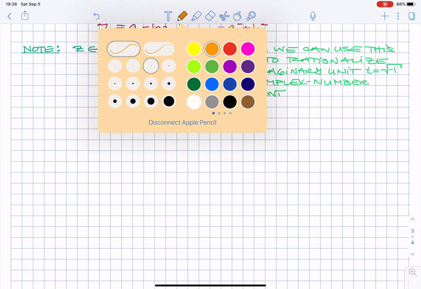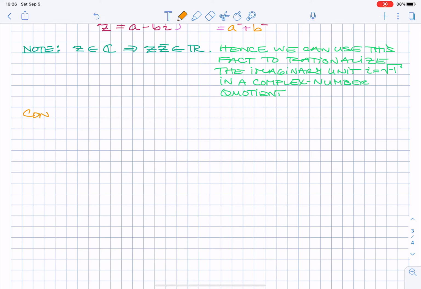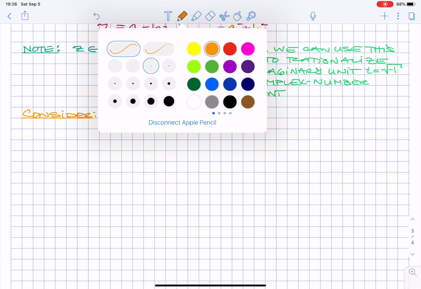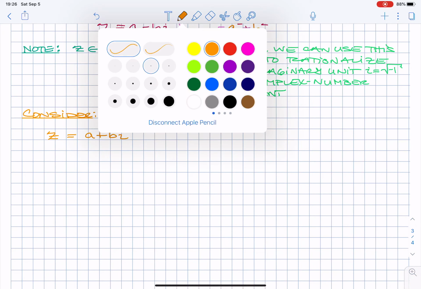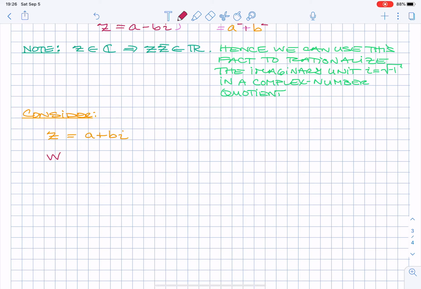So let's see what we do. Let's consider if I had two complex numbers. So consider, once again, let's have, maybe I'll go down here, I'll need the room. z equals a plus bi, and w equals c plus di. I've already done the complex conjugate. So w equals c plus di, just some random other complex number. Doesn't matter what it is.